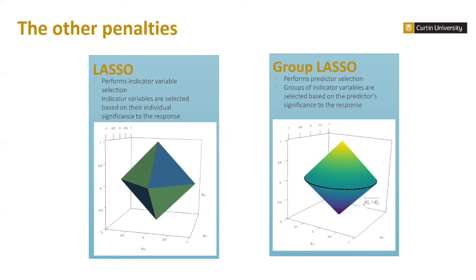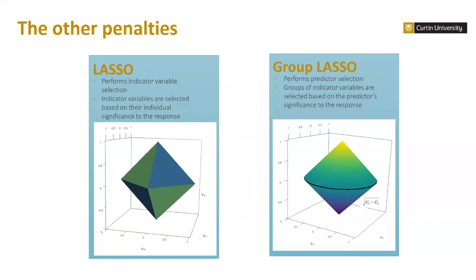We've also included the group LASSO. This is more applicable to regularizing categorical predictors, just because it allows you to do that grouping of the indicator variables. So what happens when you apply the group LASSO is that instead of selecting at the indicator variable level, you look at the significance of the group together. Selection occurs at that group level, so either all indicator variables are in for that predictor or all are out.